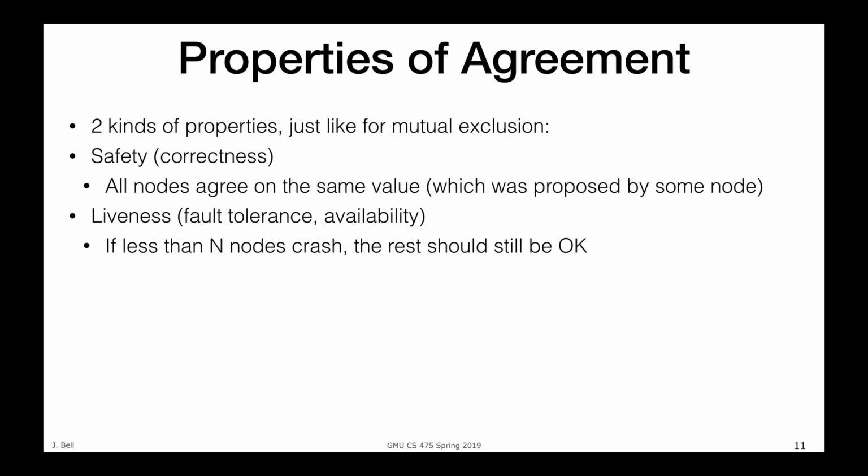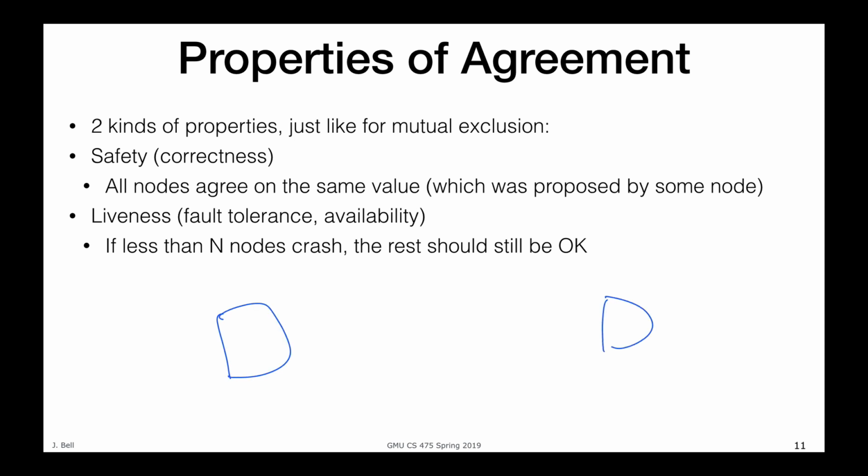So for different kinds of agreement algorithms, there are two kinds of properties that we want to be able to show, just like we showed for mutual exclusion. Mutual exclusion, we talked about both these safety properties and also liveness properties. So we do the same for agreement. So the safety property for an agreement protocol is that all nodes will eventually agree on the same value, and that value was proposed by one of the nodes.